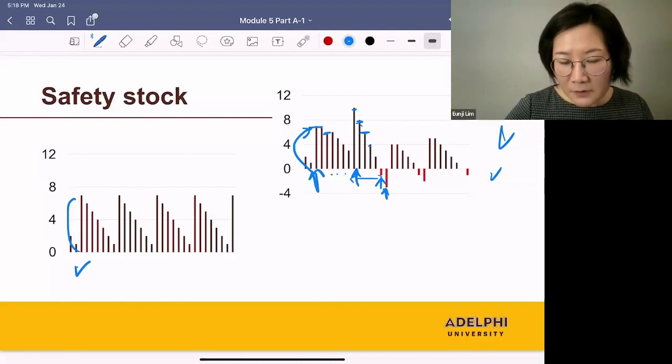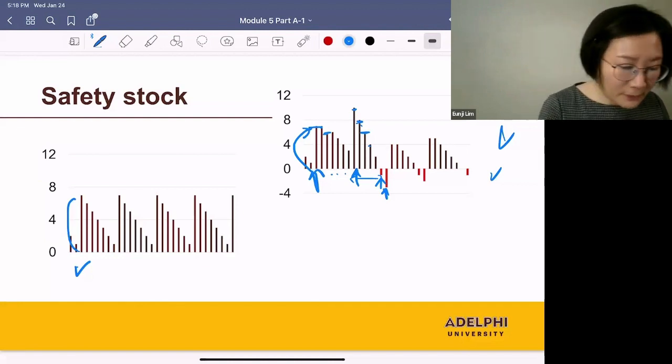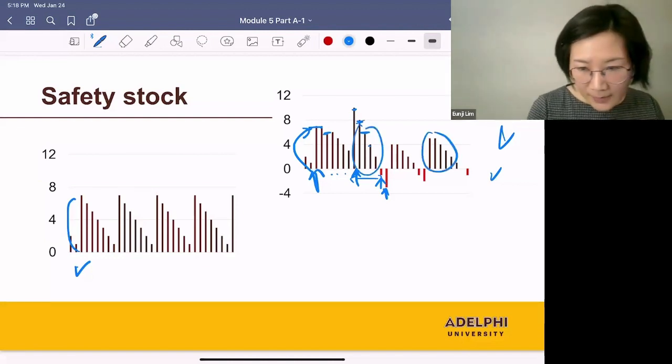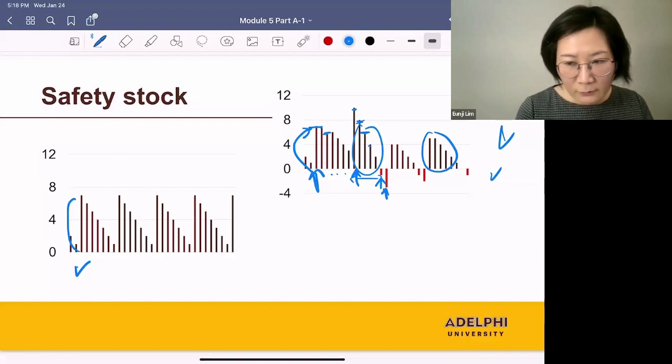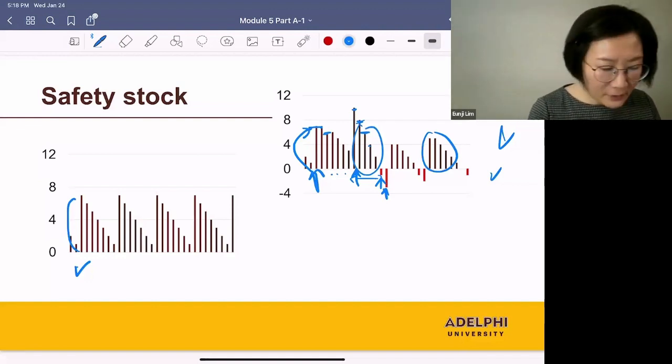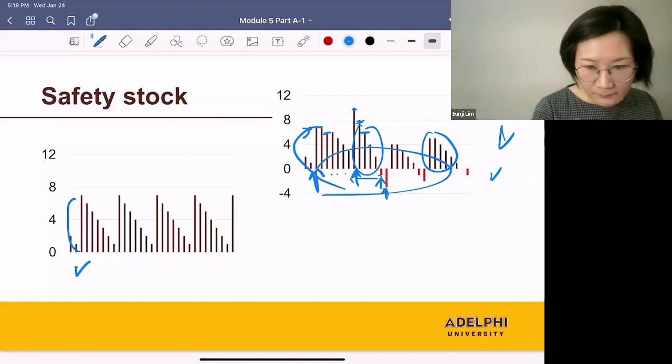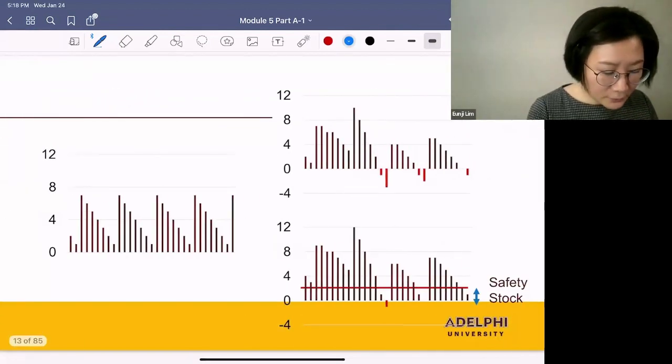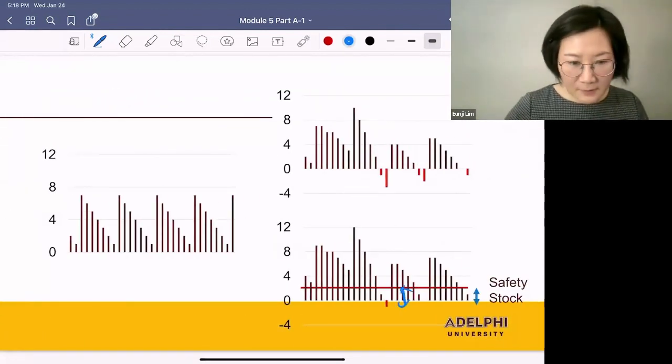If we keep safety stock, we are moving these inventory levels up by the safety stock. So if you want to keep 2 gallons of milk as safety stock, everything will be moved up by 2. And these 2 gallons is called safety stock.